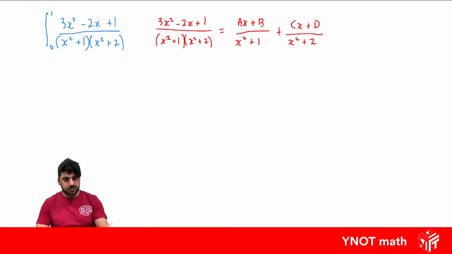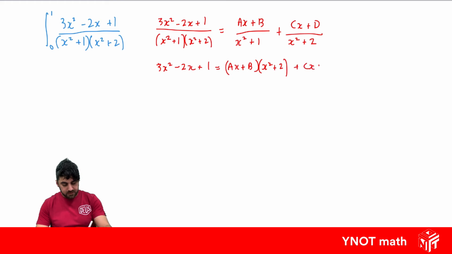So that's times everything by the denominator on the left-hand side. So it's just going to leave us with 3x squared minus 2x plus 1 equals ax plus b multiplied by x squared plus 2, plus cx plus d multiplied by x squared plus 1.